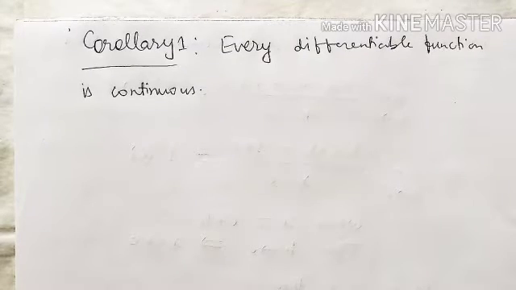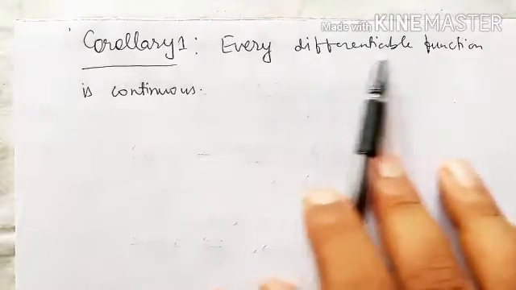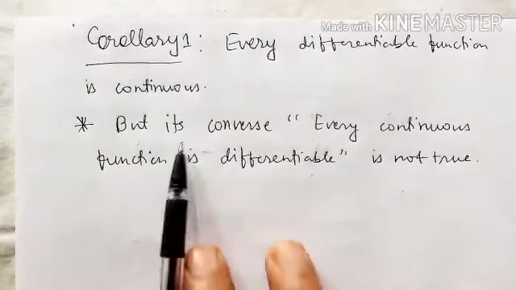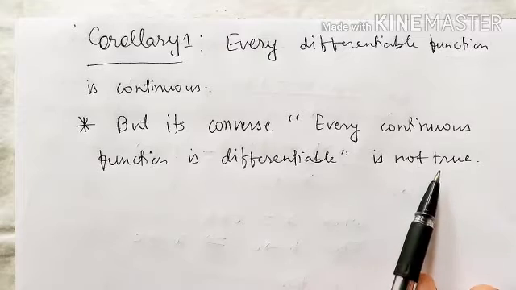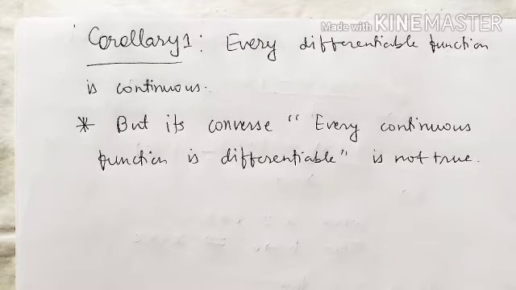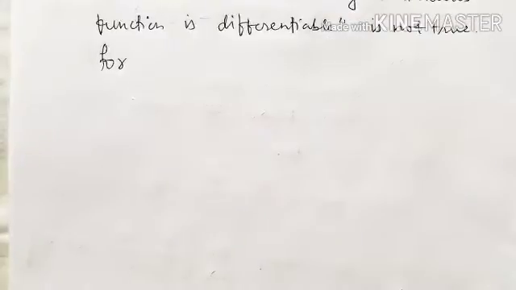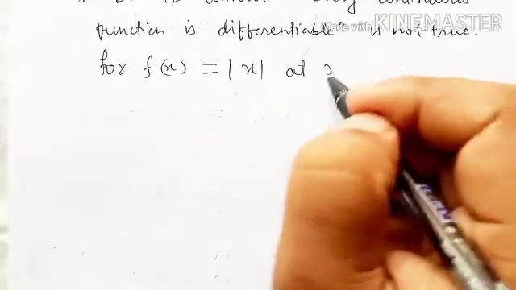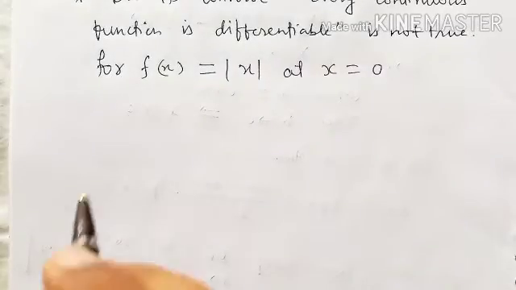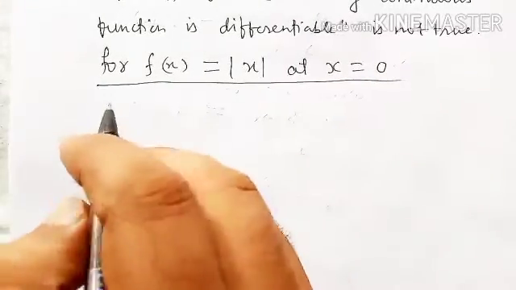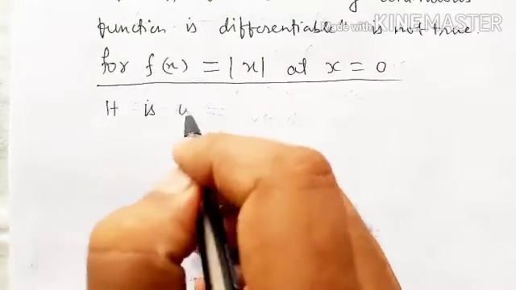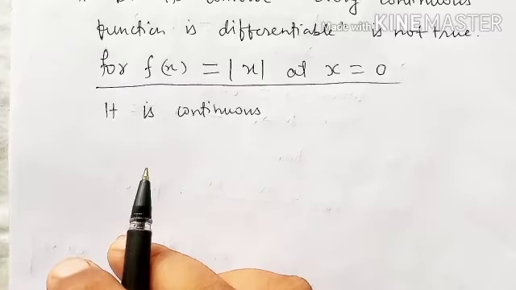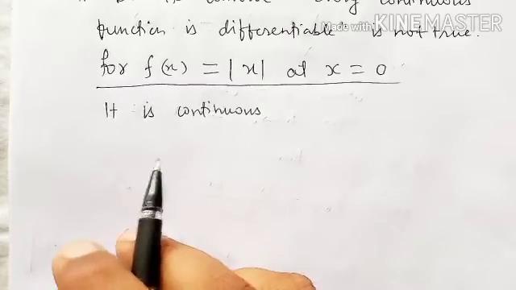On the basis of this theorem, we can say that every differentiable function is continuous. But its converse, every continuous function is differentiable, is not true. Let us give a counter example: f of x is equal to mod x at x is equal to 0. It is continuous. We have already shown this in continuity. Now we have to check its differentiability.